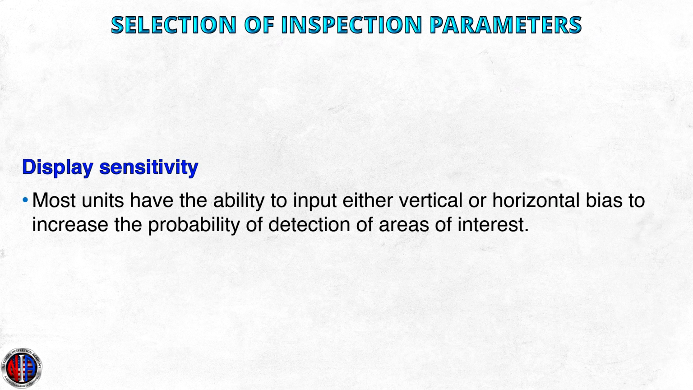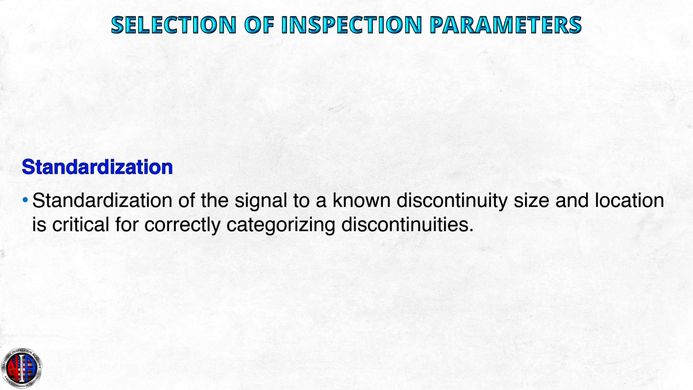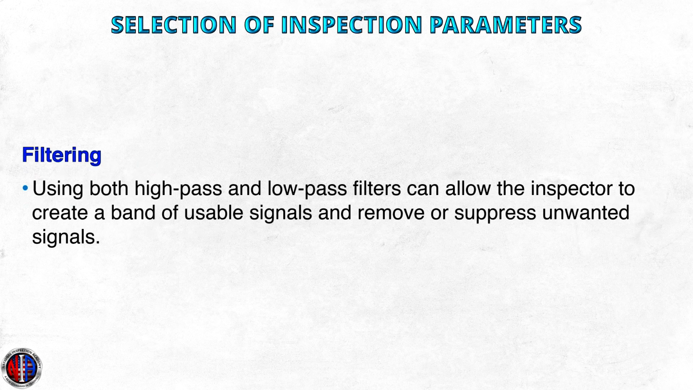Display sensitivity. Most units have the ability to input either vertical or horizontal bias to increase the probability of detection of the area of interest from the areas of non-interest. Standardization. Standardization of the signal to a known discontinuity size and location is critical for correctly categorizing discontinuities. Filtering. Using both high-pass and low-pass filters can allow the inspector to create a band of usable signals and remove or suppress unwanted signals.